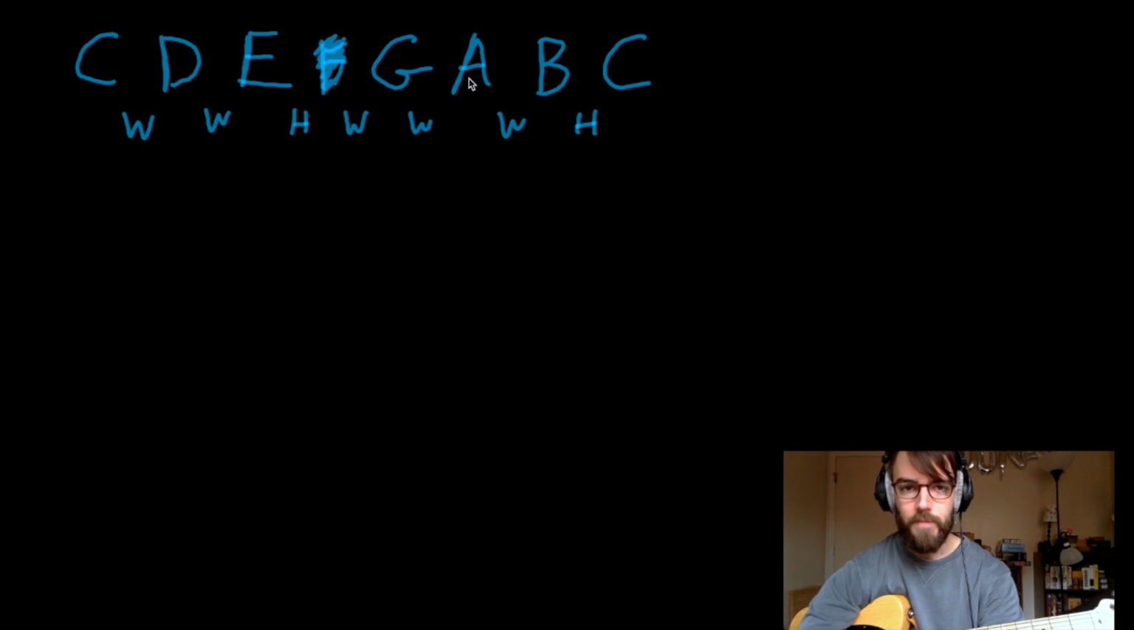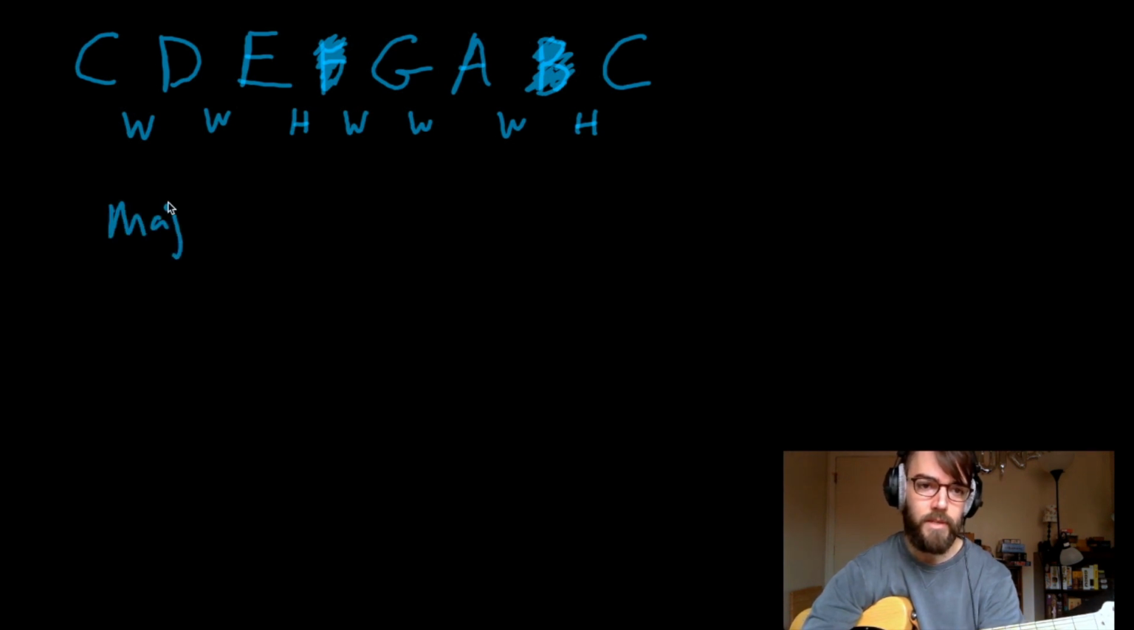So G, we have a whole step to A and a whole step to B, and then a half step to C. But in this case, we've already included the C note at the beginning, so we're not going to eliminate the C. Instead, we'll eliminate the other side of the half step jump, which is B in this case. So what we're left with is a group of 5 unique notes, C, D, E, G, A, and then C again at the end. But 5 unique notes, and that makes up the major pentatonic scale.